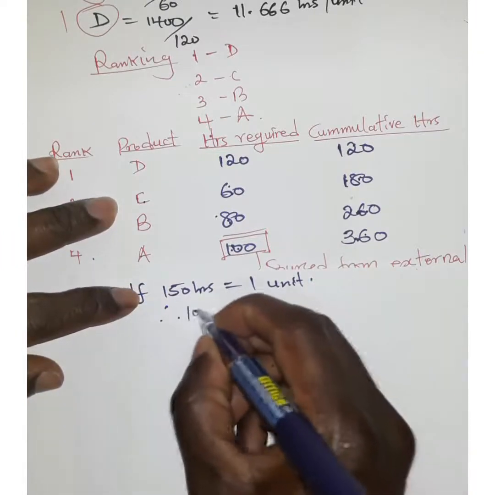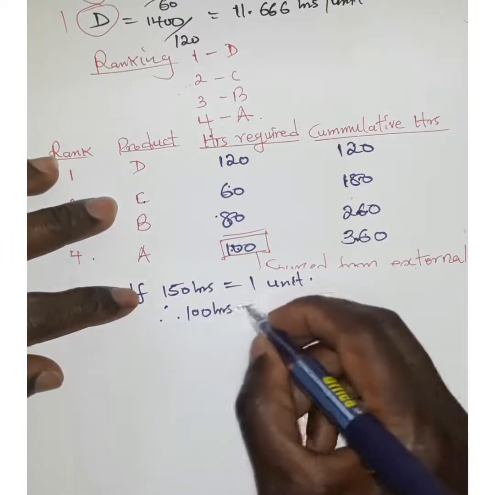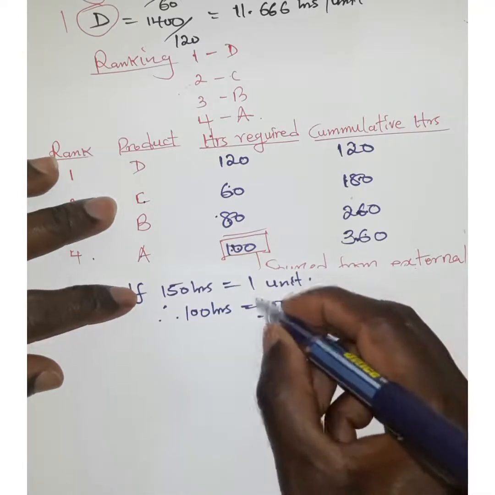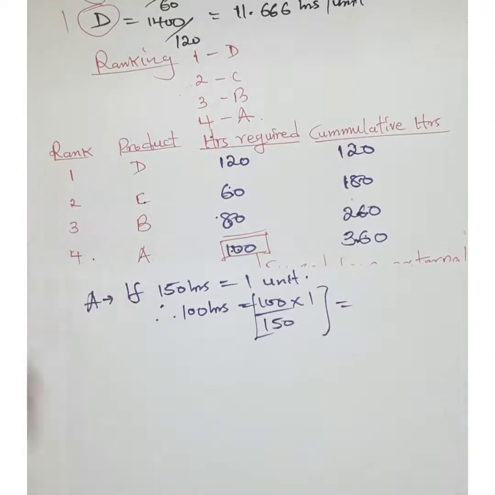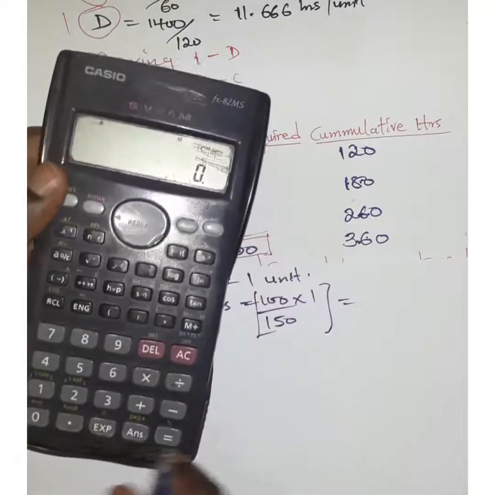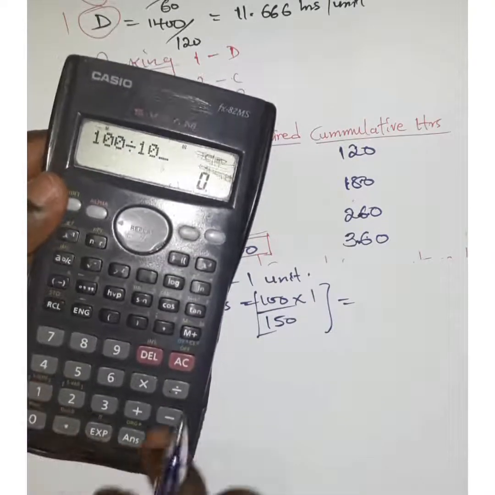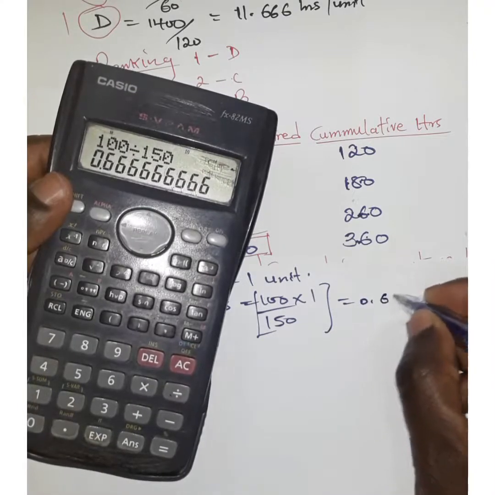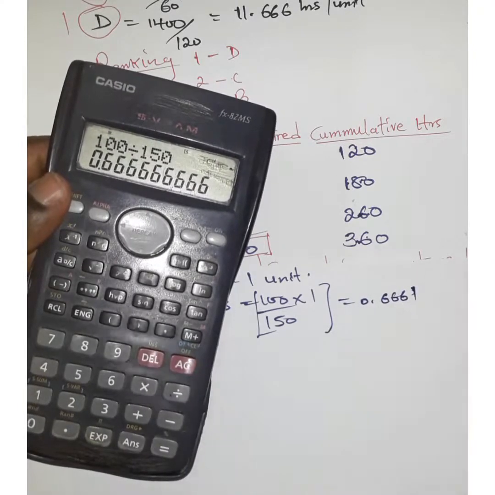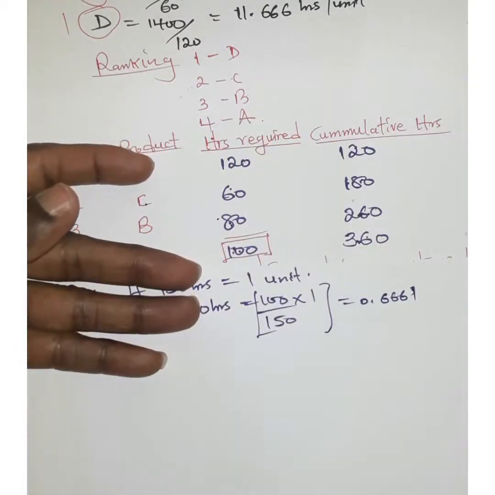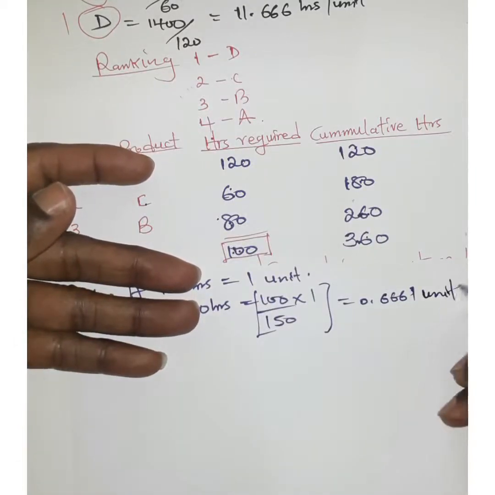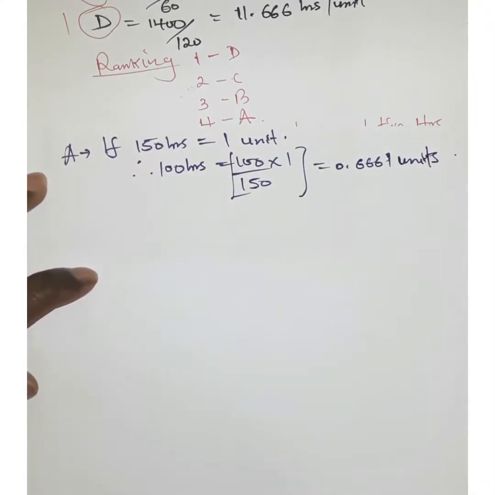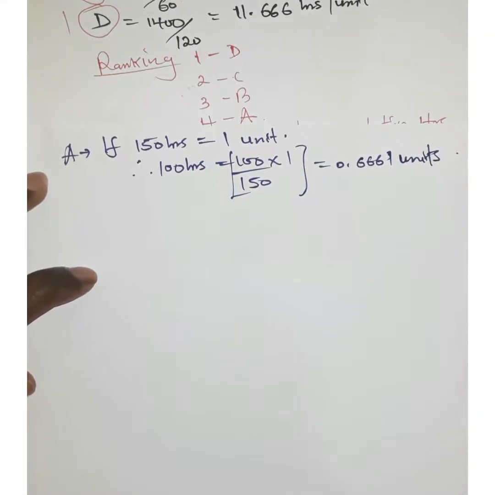What about 100 hours? It should be 100 times 1 over 150. So 100 divided by 150, we get 0.666666, so when you round off, that is the number of units required for this particular product per 1 unit.